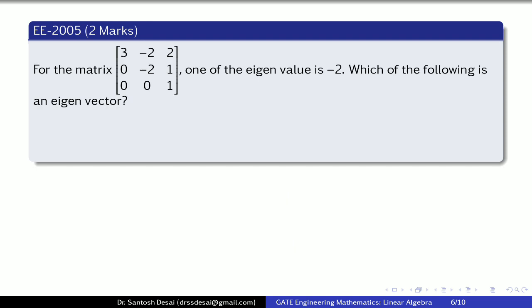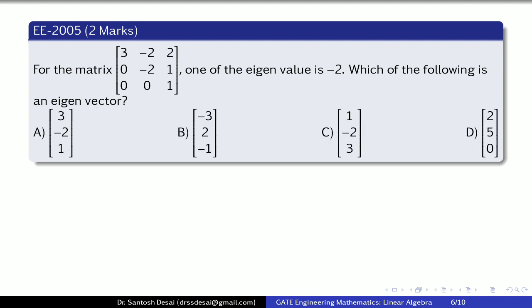Now consider the next one. For the matrix, the 3 by 3 matrix is given. One of the eigenvalues is minus 2. Which of the following is an eigenvector? Now the options are given A, B, C and D. Now again one can solve this example by two methods. One can use the procedure to find the eigenvector, or one can use the direct definition. So here I am going to use the definition.